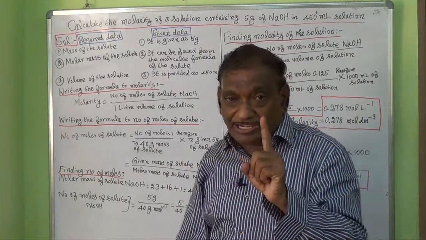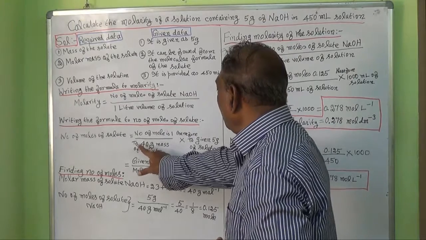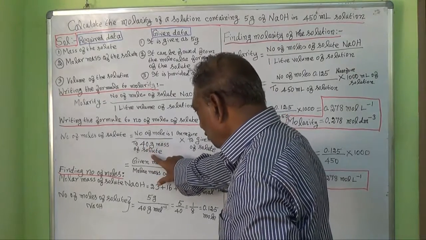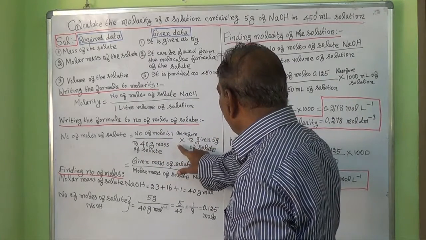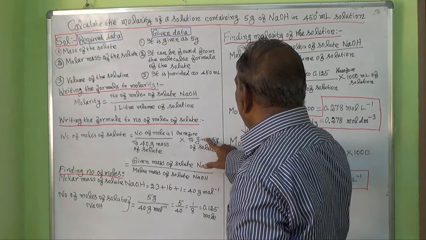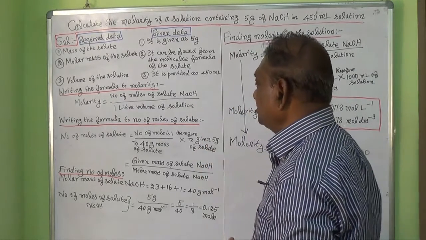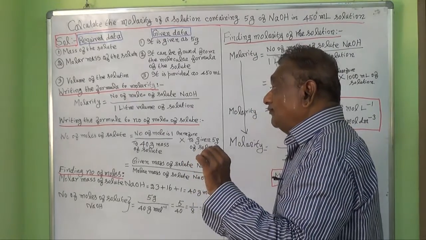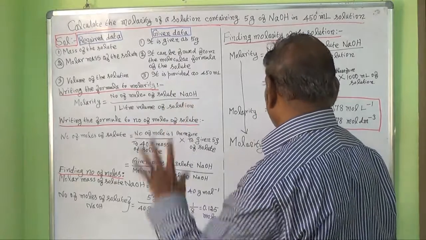We know that in 1 molar mass there is 1 mole. To 40 gram mass of the solute, the number of mole is 1. Therefore, to the given mass of 5 gram of solute. This is the meaning of the formula to find the number of moles of the solute.